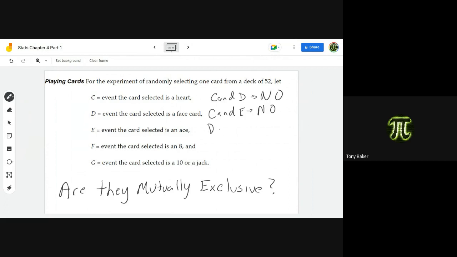D and E. So face card and an ace. Is there any overlap? So that is yes, that is mutually exclusive. So those two are mutually exclusive because there is no overlap between those.